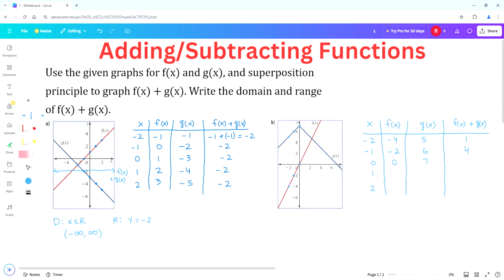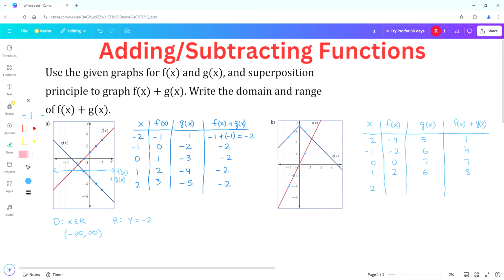At x equals 1, f(x) is equal to 2, this point on the red line. At x equals 1, g(x) is equal to 6, this point on the blue line. So at x equals 1, f(x) plus g(x) is equal to 2 plus 6, which is equal to 8.